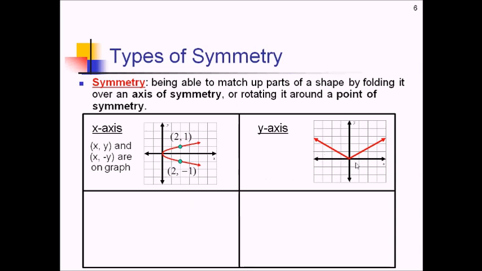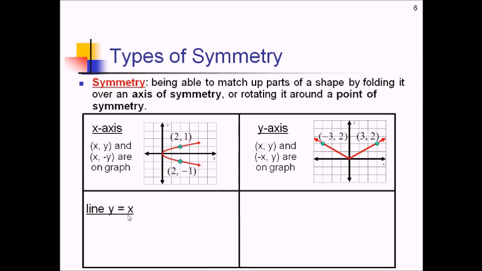So here's a graph like that, nice little absolute value graph. By the way, this first one was not a function. This next one is. So let's say you have the point 3, 2, then you have the point negative 3, 2 on the other side. So if you have x, y and negative x, y, then you've got y-axis symmetry.